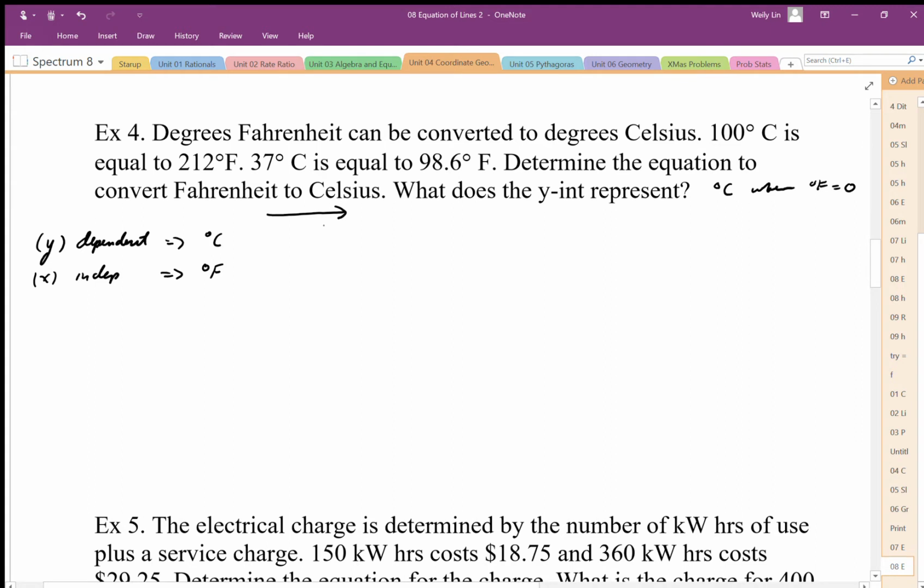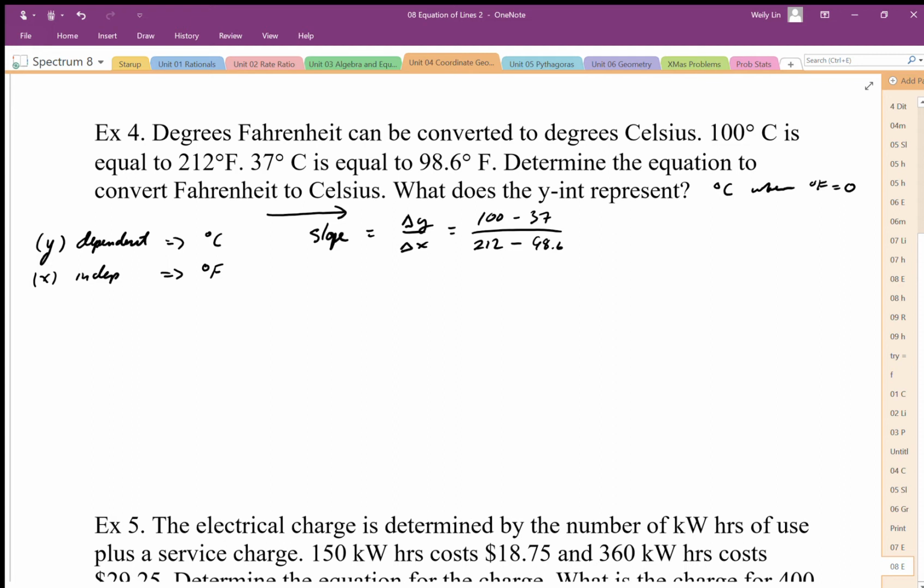So our slope, our change in y over change in x, is going to be the change in degrees Celsius. Let's use 100 as our end point and 37 degrees Celsius as our start point. So 212 degrees Fahrenheit is my end point and 98.6 degrees is our start point. Those are our start and end points, and that's going to give us our displacement, our change in y and change in x.